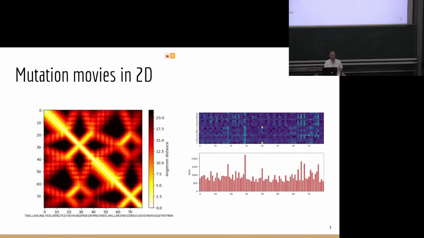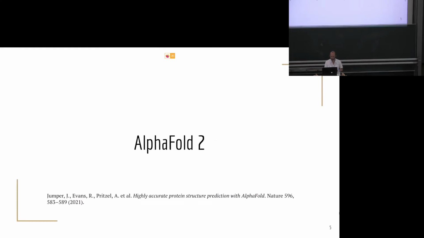Okay. Any more questions on this before we move to 3D? All right. So the first method I'm going to talk about is AlphaFold 2, obviously. This is the big system that everyone uses to get high quality predictions nowadays.